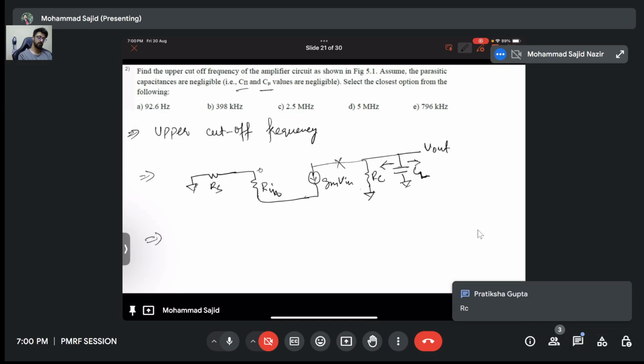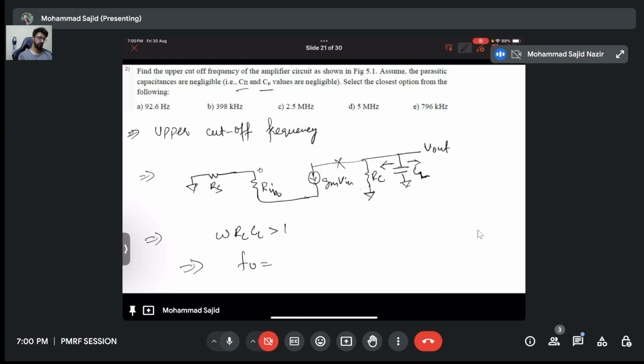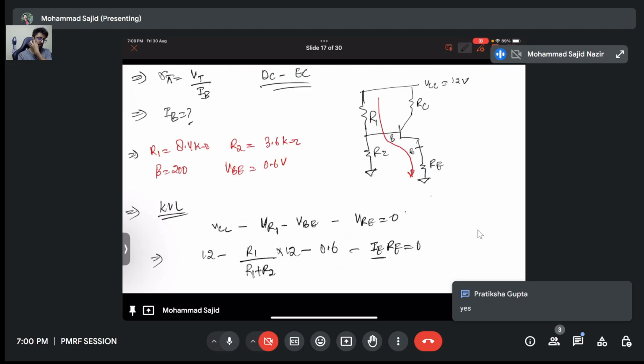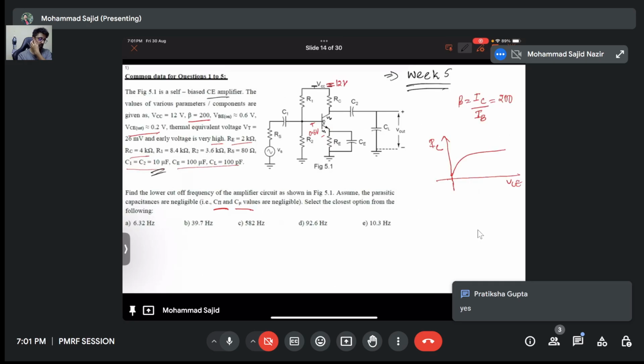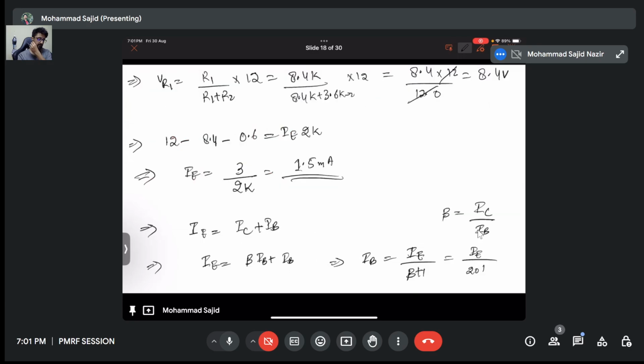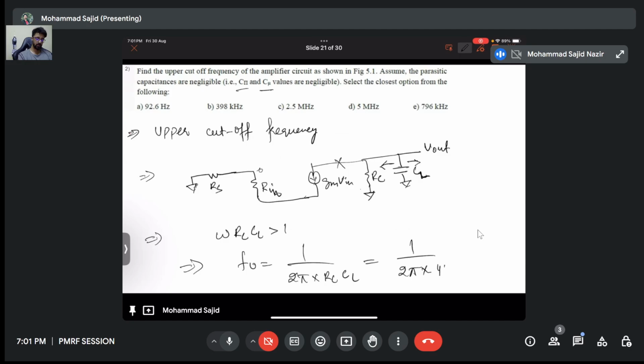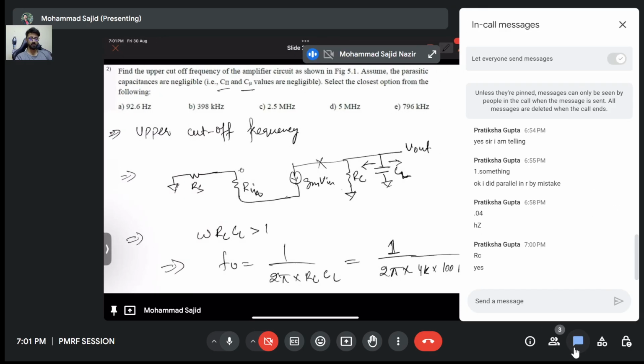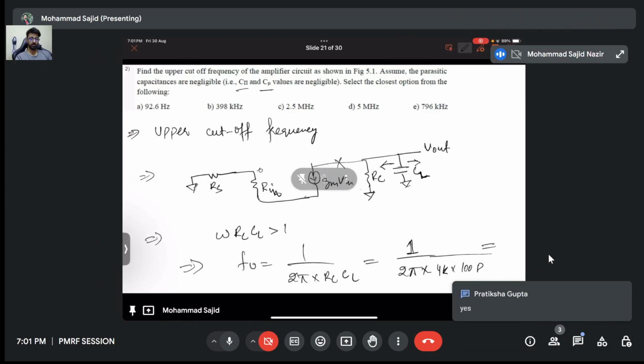So can I use the formula directly? Omega RC CL is greater than 1. So this means the upper frequency will be equivalent to 1 by 2 pi times RC multiplied by CL, right? So that will be 2 pi multiplied by RC. RC is 4 kilo ohm and CL is 100 picofarad. This is 4K multiplied by 100 picofarad. Just take the calculator and calculate it. Let me know the value. You understood the use of the formula, right? Just tell me the value.